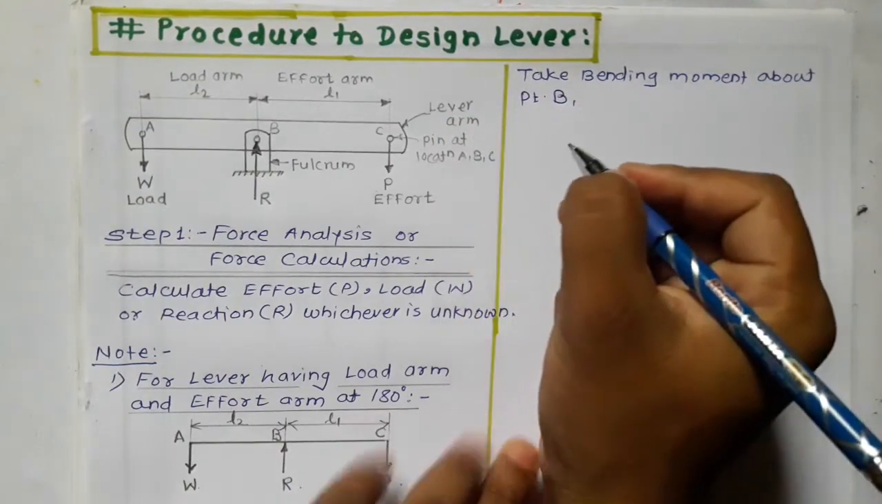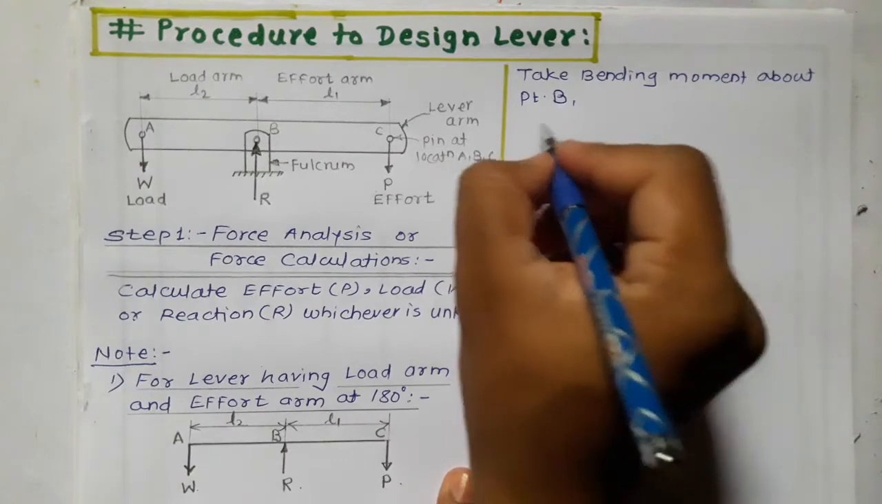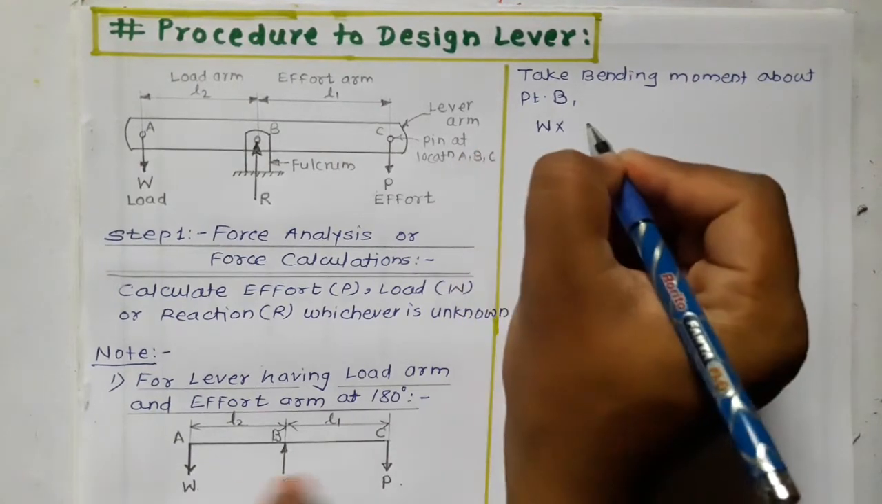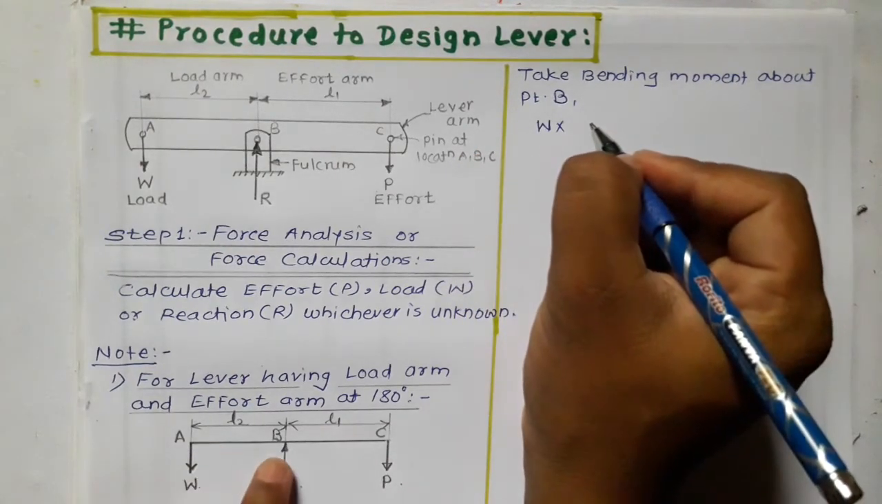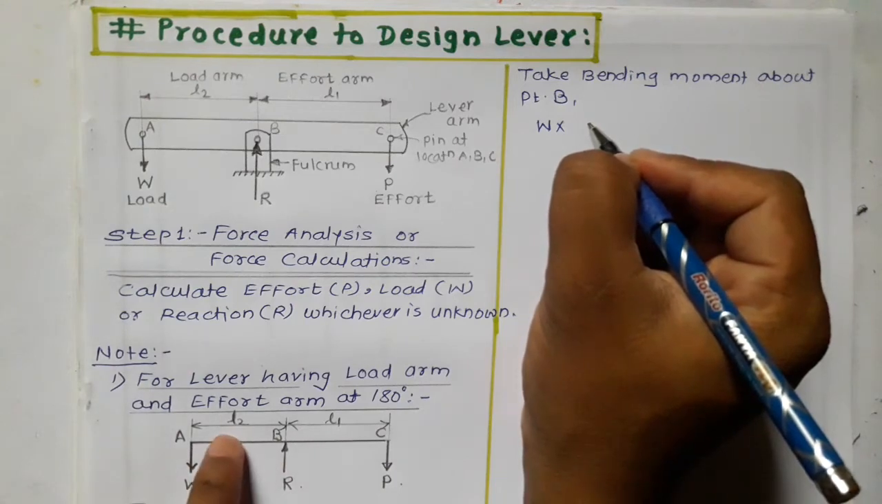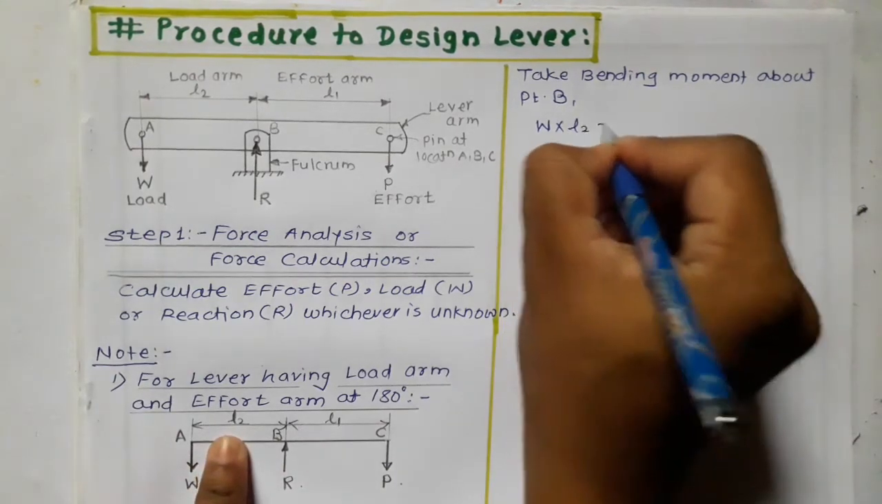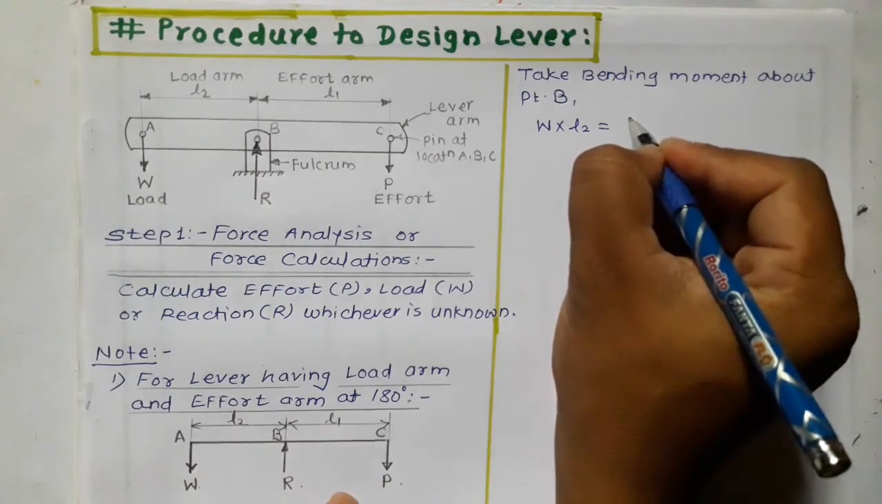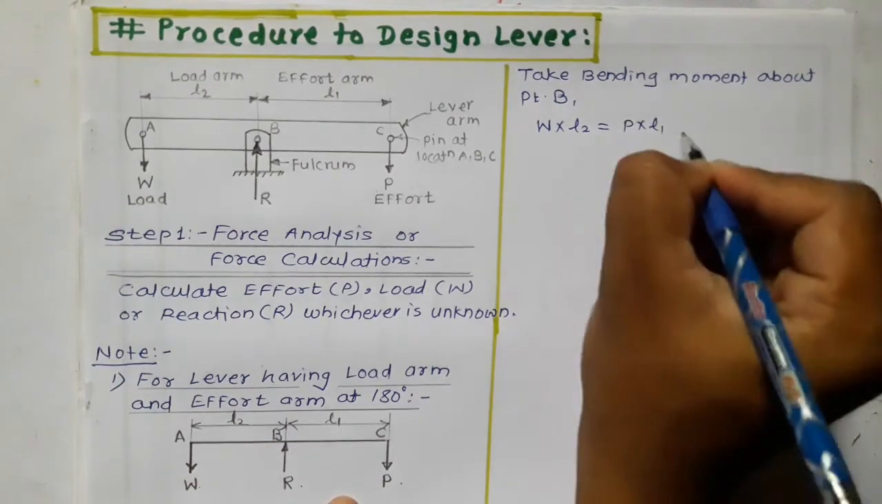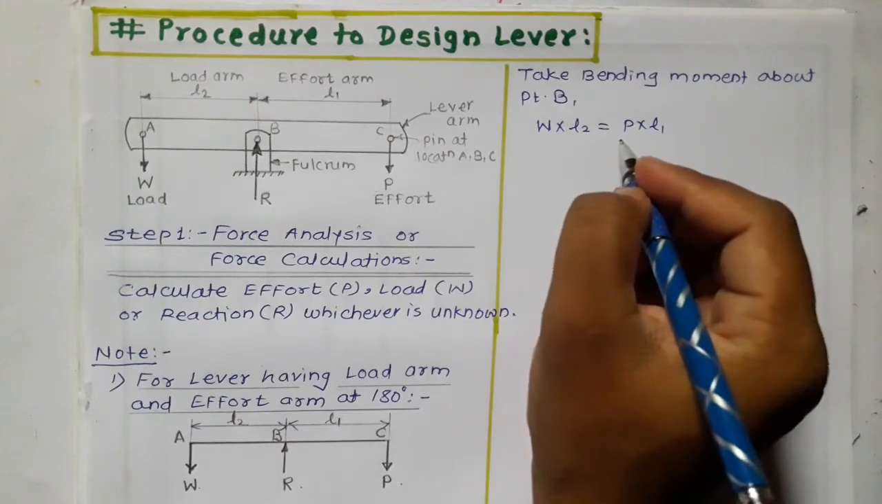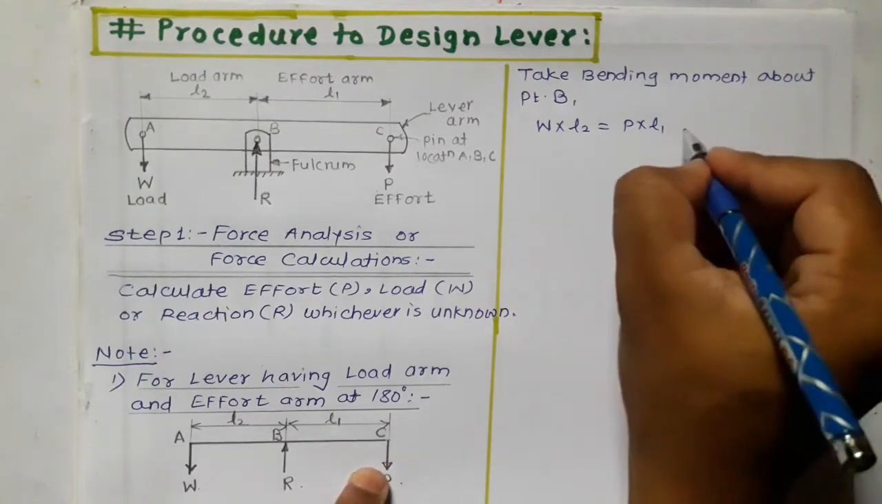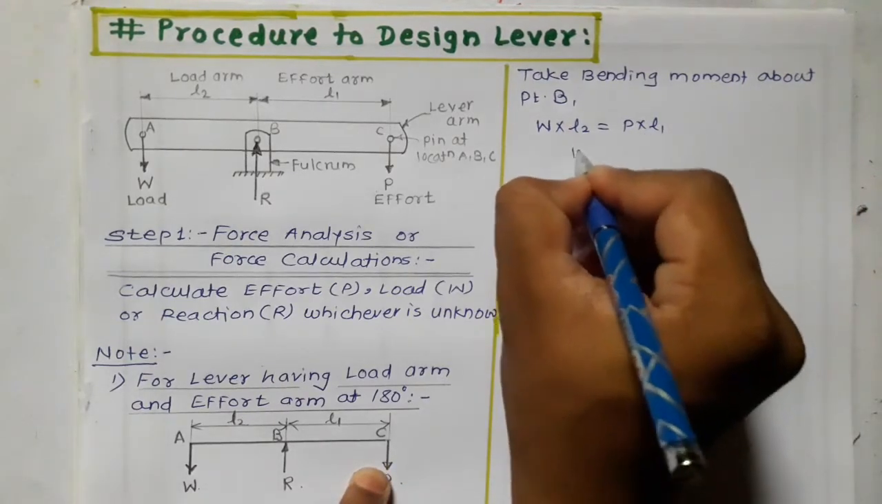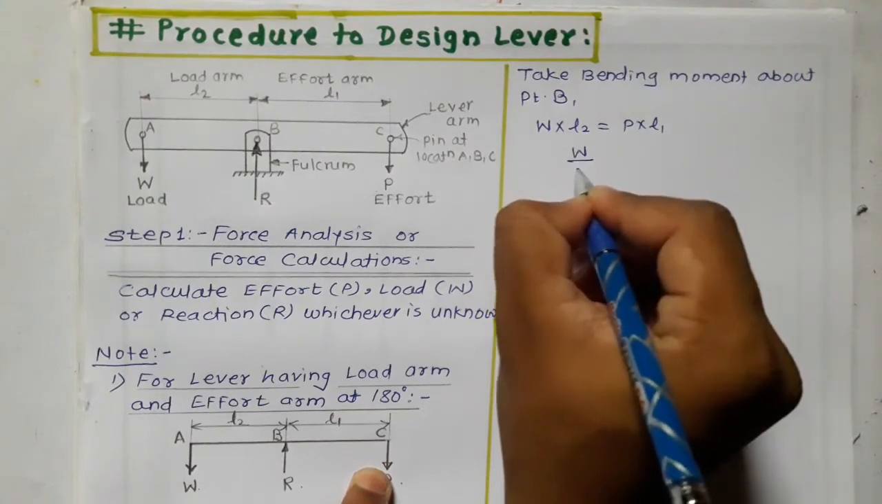So by taking bending moment about point B, we get W into, so force is W and perpendicular distance is L2. So W into L2 is equal to P into L1. Perpendicular distance is L1. So from this equation we can calculate either P or W, whichever is unknown.